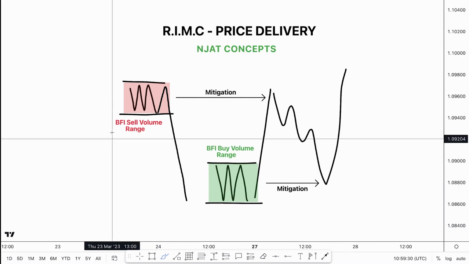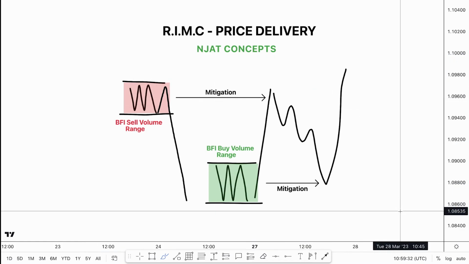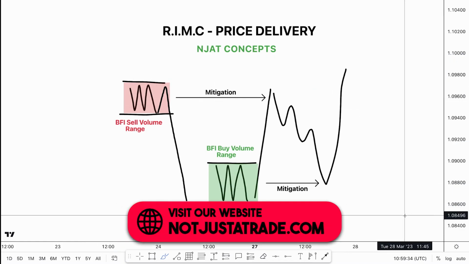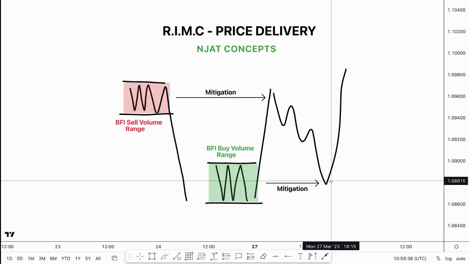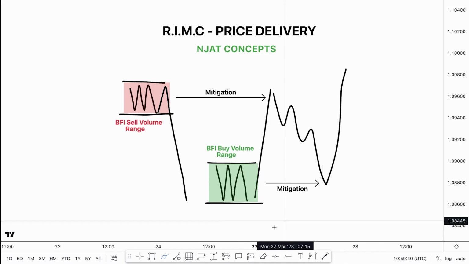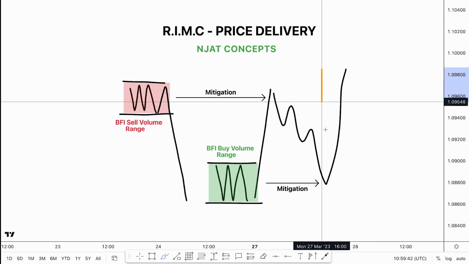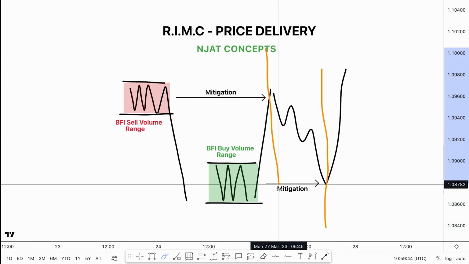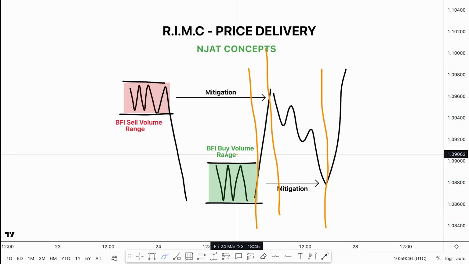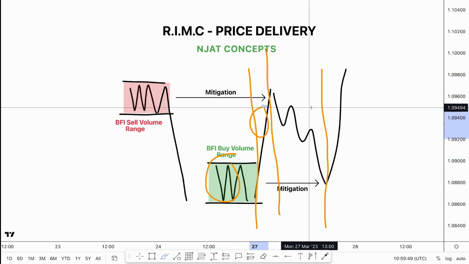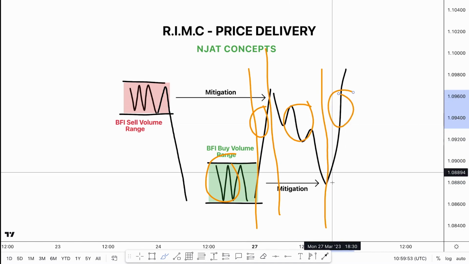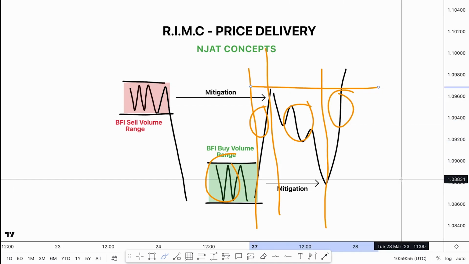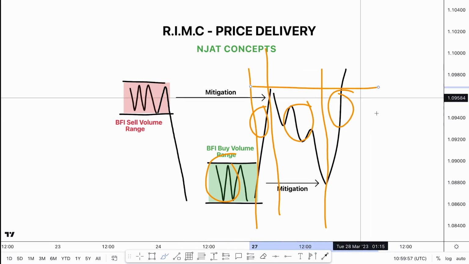So now you've seen this entry system here, now I'm going to show you how you can build a narrative. So as I said, that range, initiation, mitigation, continuation. If we split this down into 4 parts, it is like so. We have sideways range, that's the first part, initiation is the second part, mitigation phase is the third part, and the fourth part is that continuation into the high. That completes a price delivery.